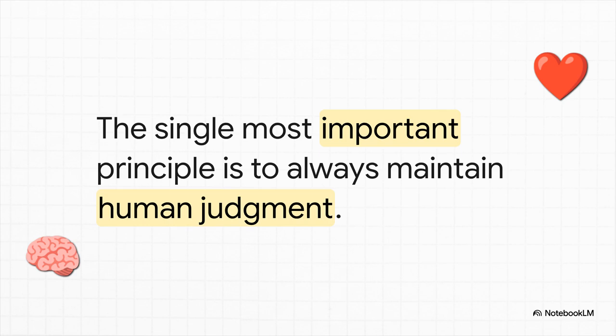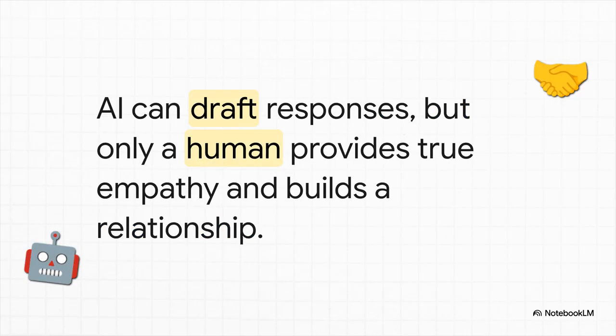The most important rule of all is to maintain human judgment. Always. Look, at the end of the day, AI is an incredible tool. It can draft a perfect email in seconds, it can map out a complex system, but what it can't do is feel. Only a person can offer real empathy. Only a human understands nuance and can build an actual relationship. That's the stuff that matters, and that's where your team gets to be the hero.